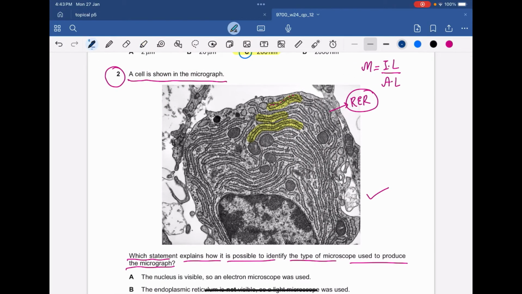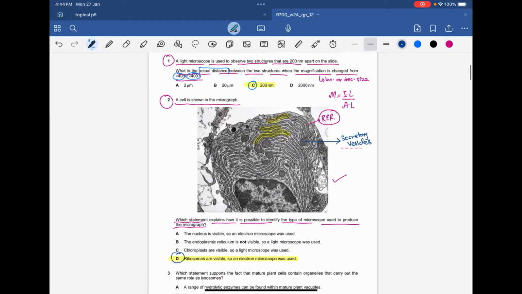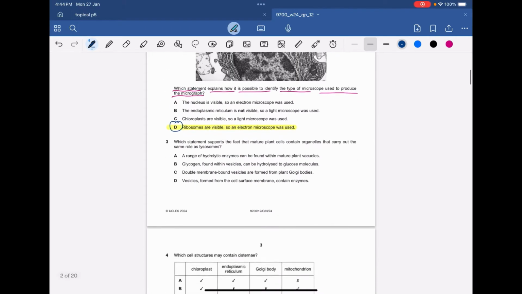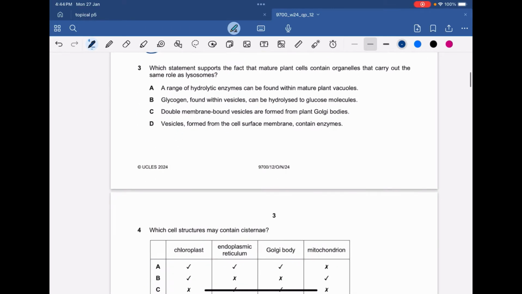Also, as additional knowledge, if we talk about what this structure is, these structures are the secretory vesicles. So the answer over here is option D. Let's now move on to question number 3.